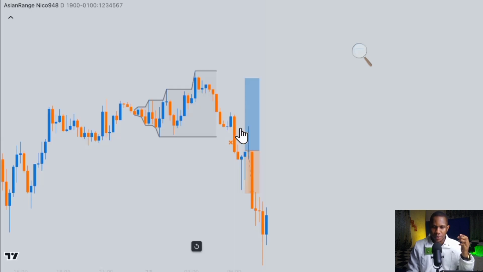Let's move around. So now can you see an Asian accumulation, 1 a.m. to 5 a.m. West African time. My manipulation 6 to 7 a.m. I'll enter here. Can you see this particular one didn't go in my direction? And this is how trading is. Not every single trade will go in your direction. Some will be winners, some will be losses. That's why you have to always manage your risk in the market to give you more lives to trade.